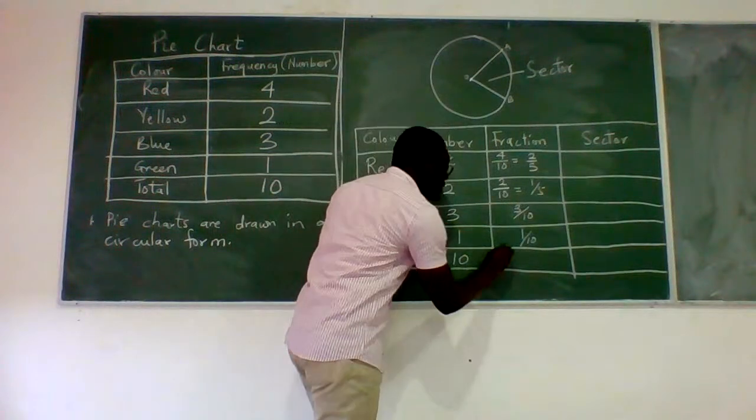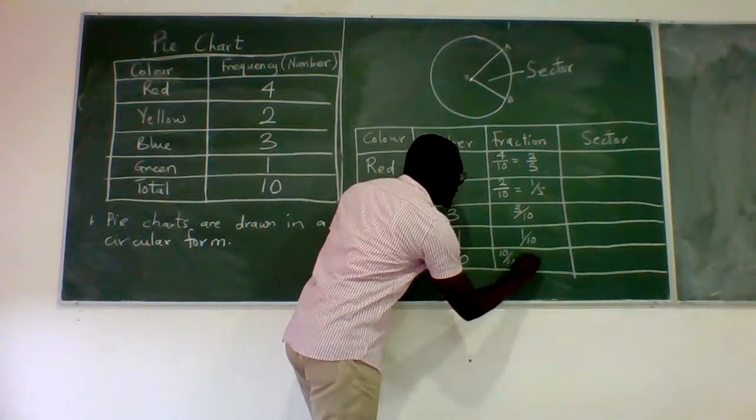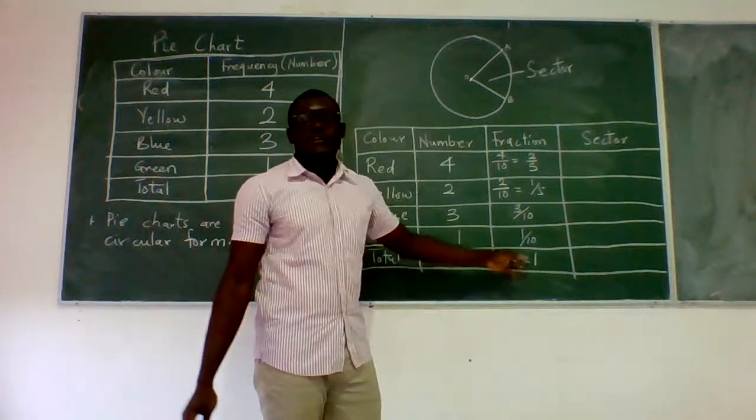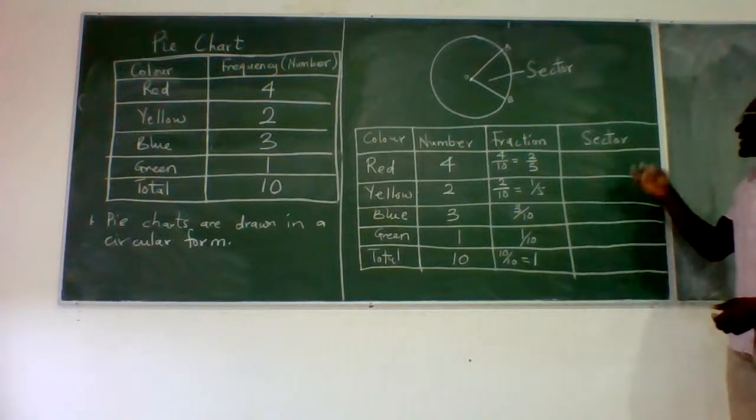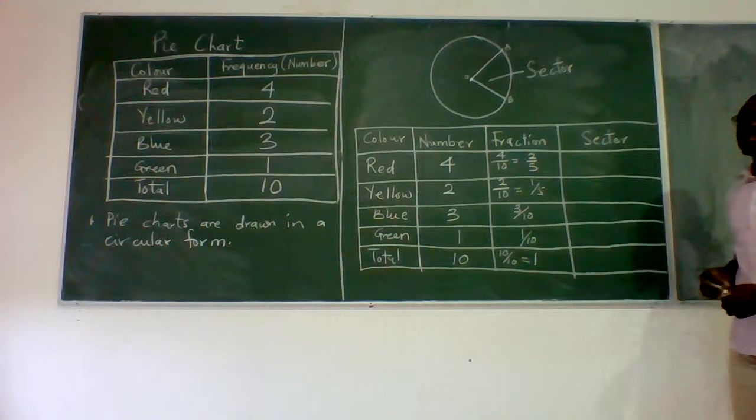So that gives you 10 out of 10, which is equal to 1. So we have it done. Okay, now the last thing on our table is the sectors. So how do we get the sectors?